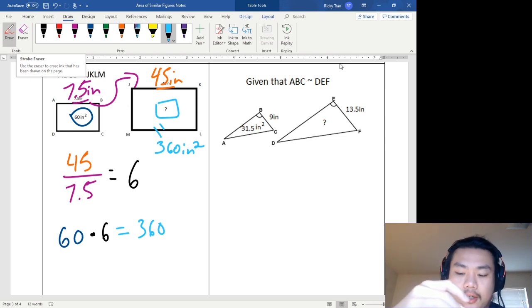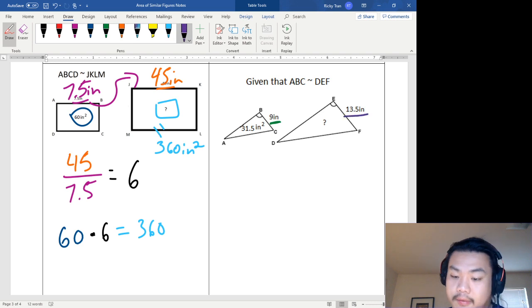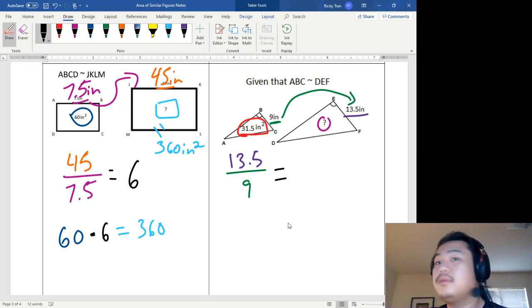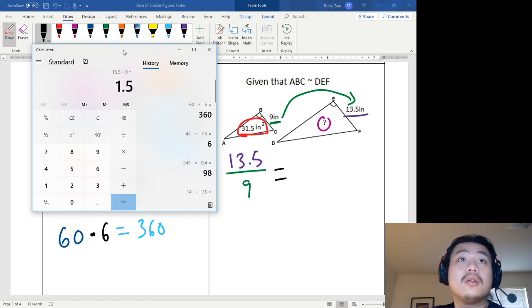All right. And so last question. We have 9. We have 13.5 and we have 31.5. All right. 9 is going to 13.5, which means this here is going to get bigger. So it's going to be 13.5 over 9, which is equal to 13.5 divided by 9, or 1.5.